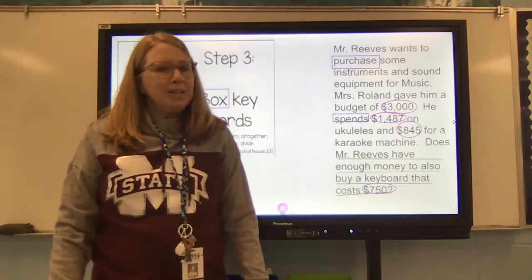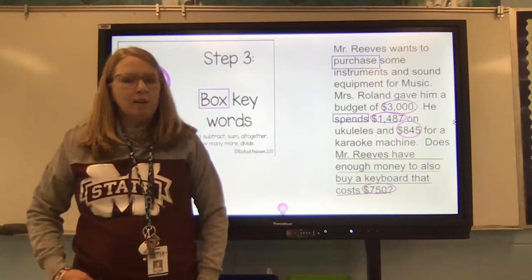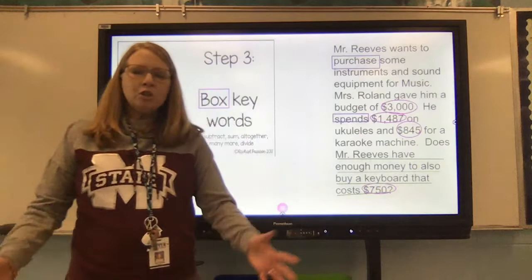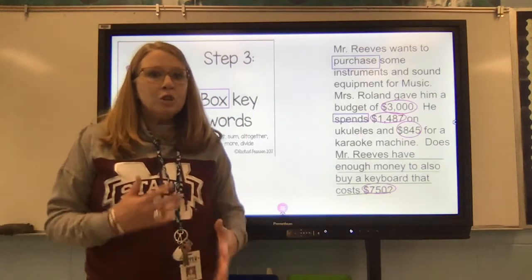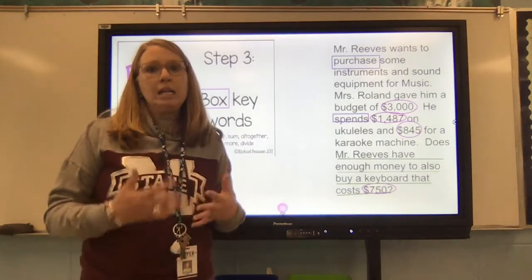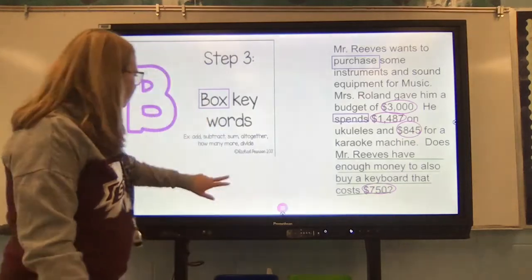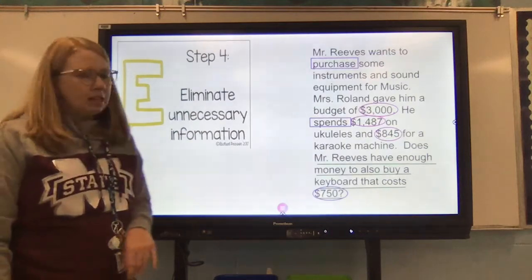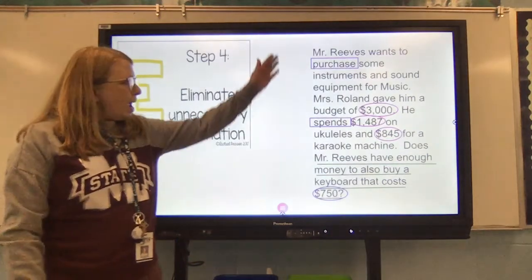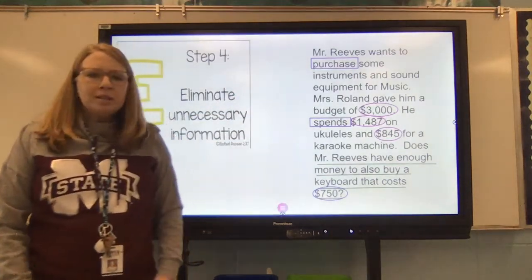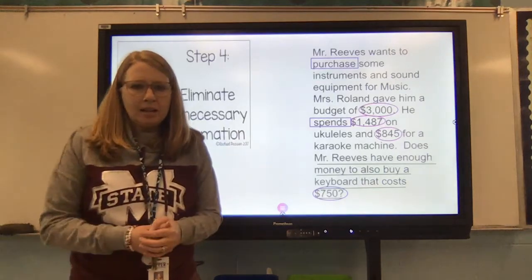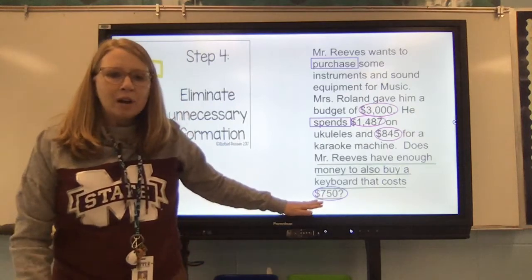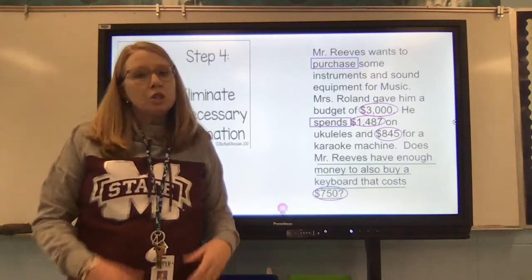Now, you'll notice we didn't see any words like altogether, how much is left, how much is each. None of those questions were there. So we're having to infer, what is he asking me to do? Next, we have E, eliminate unnecessary information. Well, as I read this word problem, I couldn't find anything that was unnecessary. Everything that's talked about, I've got to use all that information in order to solve the problem.